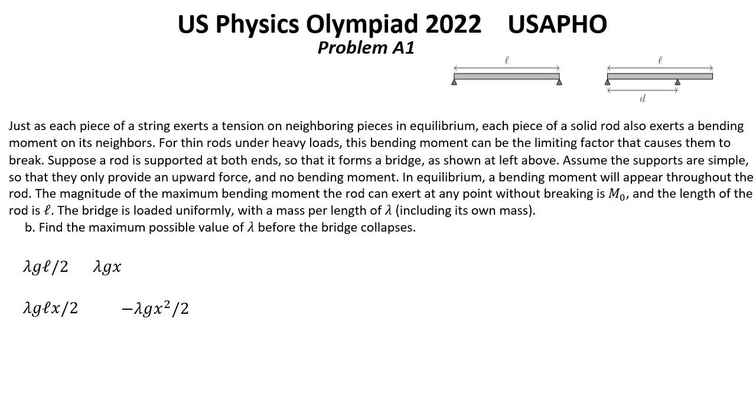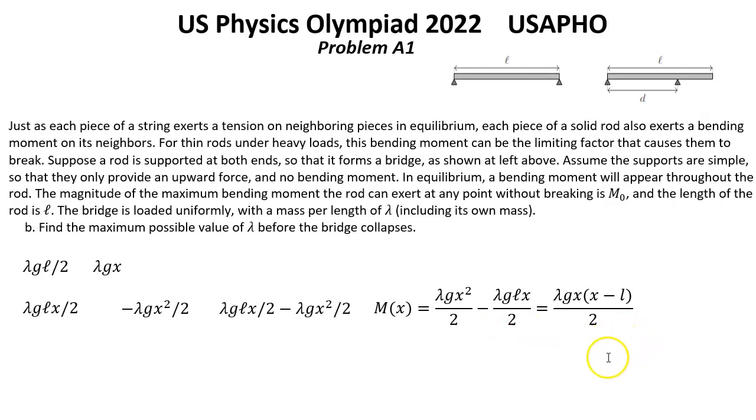So together they give us the total torque from external forces, which is this expression. And these two torques from external forces must be compensated by the internal bending moment. So this bending moment must be opposite to this one, which is this expression. Finally, we need to find the maximum of this function in absolute value. That will be for x0 equal L over 2. So finally, m0 equals lambda gL squared over 8.